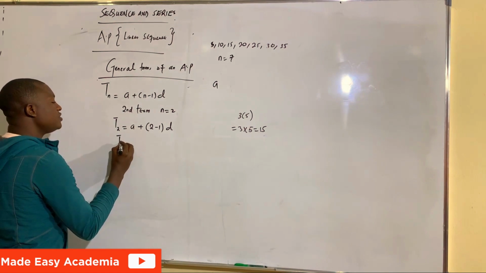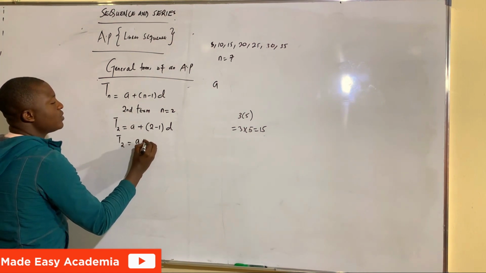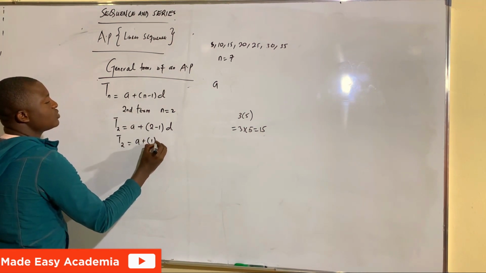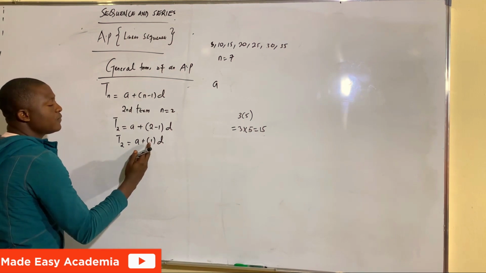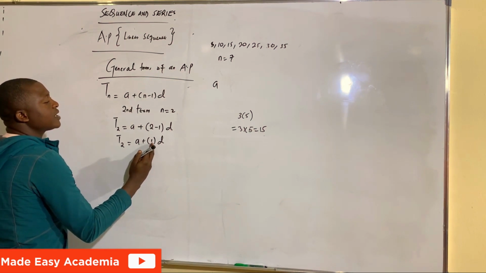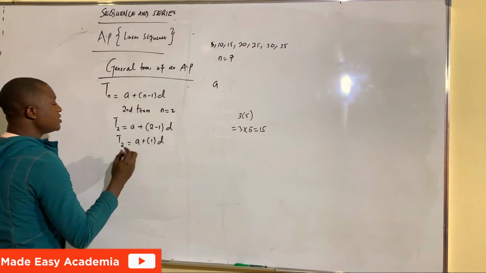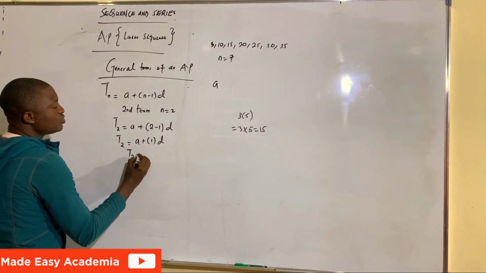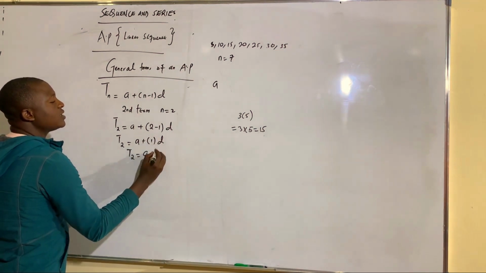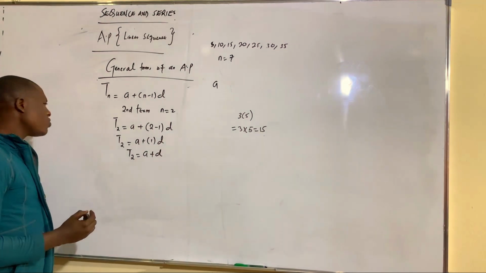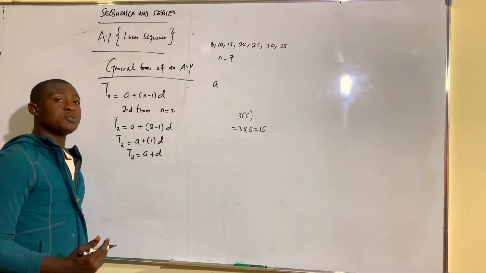So here we have T2 equal to a plus 2 minus 1, of course, we are going to have 1 d. I told you that in mathematics, brackets simply mean multiplication. So here I can have T2 to be a plus 1 times d. We are going to have 1 d. If you notice something, you can see the multiplier of d is reducing by 1.